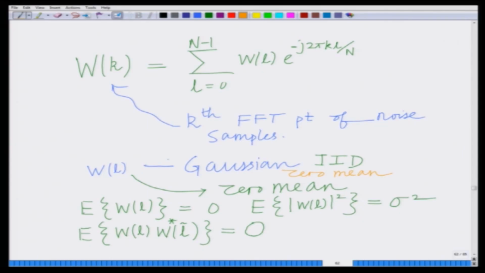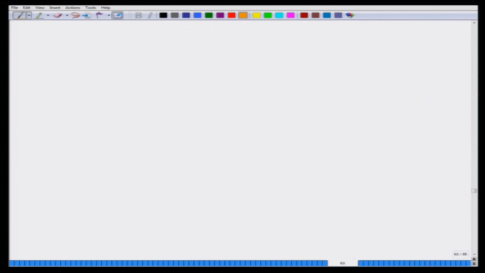Okay. Now, let us look at the properties of Wk.